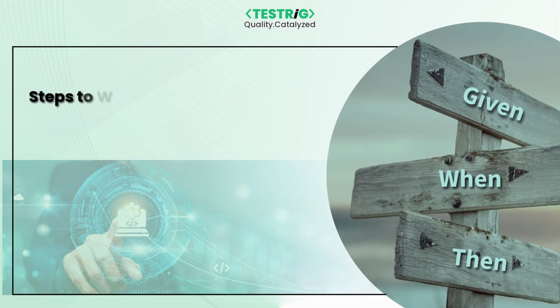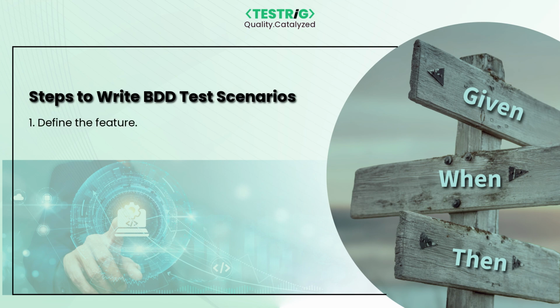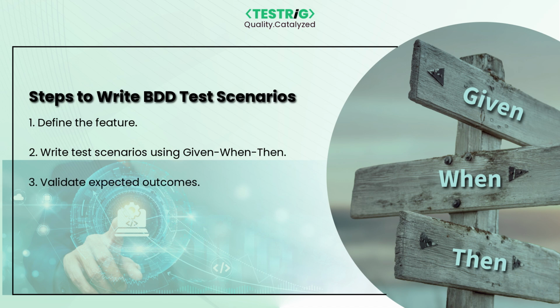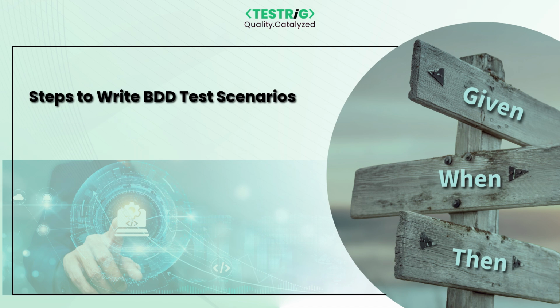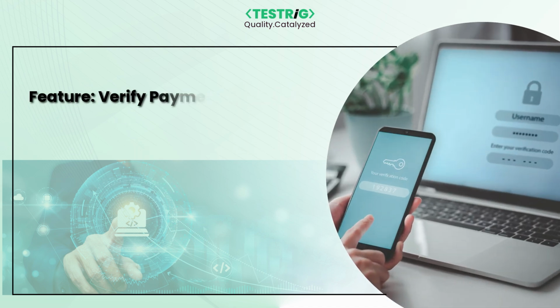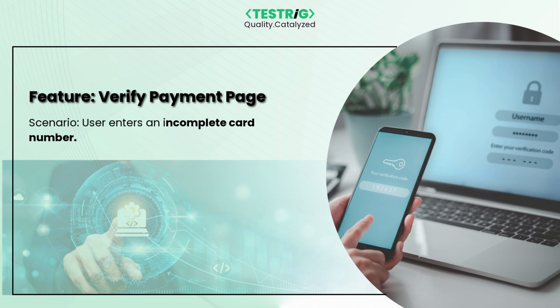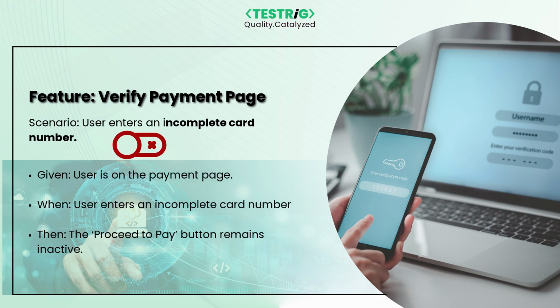To write effective BDD test scenarios, start by defining the feature, use given when then to structure scenarios, and ensure expected outcomes are met. Let's take an example of a payment page. If a user enters an incomplete card number, the Proceed to Pay button should remain inactive. This scenario is structured using given when then.